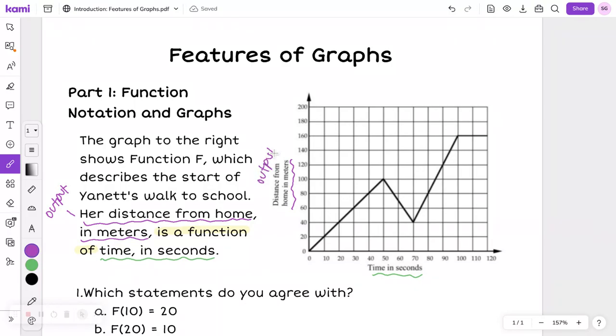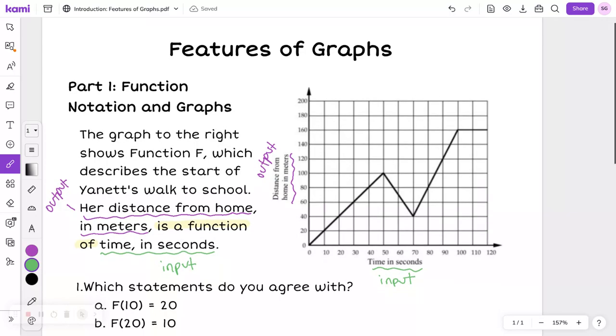Since we have a graph, we can use that information. And then the second part in that sentence, that would be our input, or our x-axis on our graph would be our input. So we've got this story, and it's describing how far Janet is from home, her distance, as time goes by. So we're looking at the first 120 seconds of her walk, or the first 2 minutes.